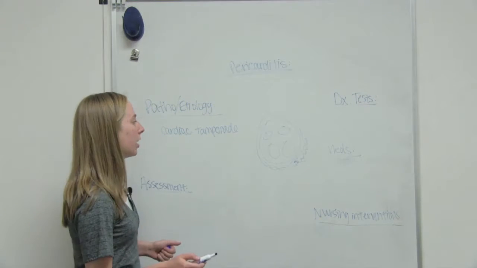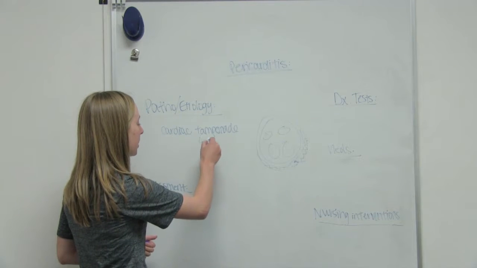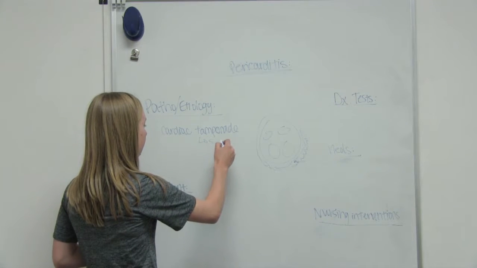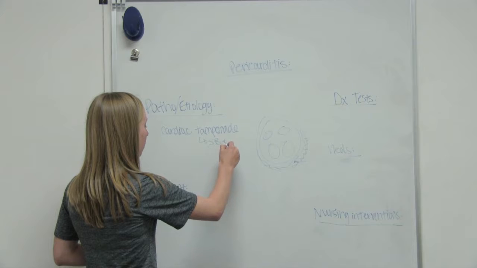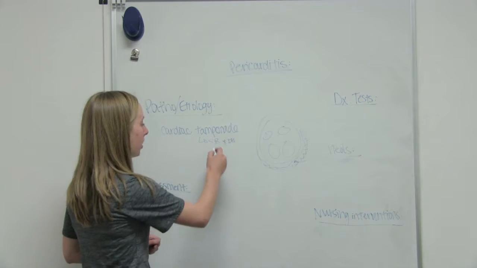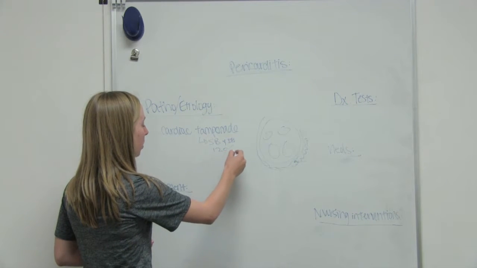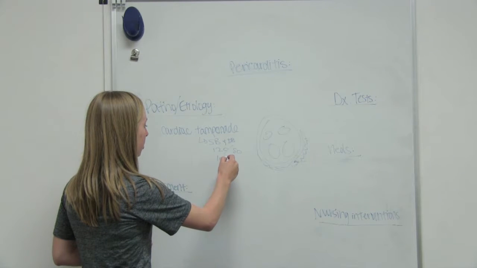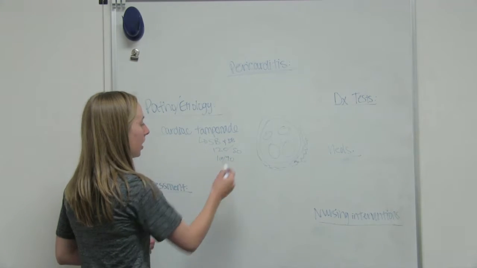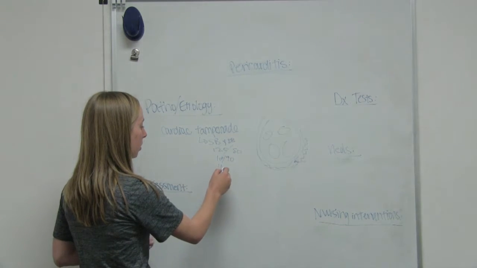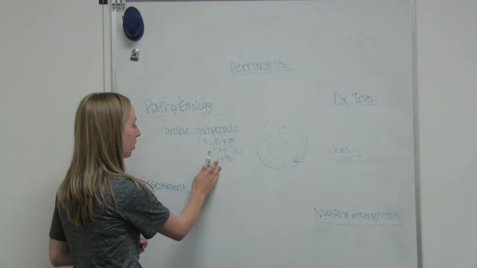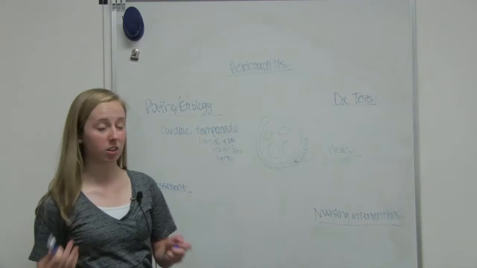With cardiac tamponade, the main sign and symptom that you're going to see is an equalizing of systolic and diastolic blood pressure. So rather than having a blood pressure of 120 over 80, you're going to see a blood pressure of 110 over 90. And then it's just going to slowly get closer and closer until they're equalized. And that's super dangerous for your heart.